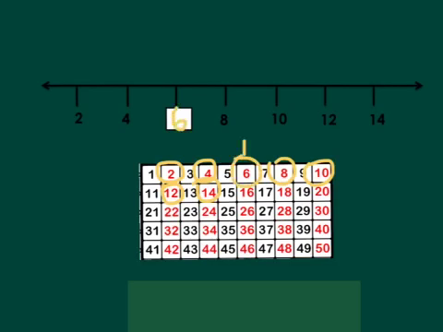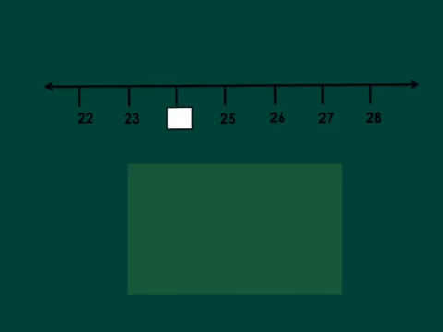Okay, let's take a look at another one and apply what we've just learnt. Okay, so this one, it's saying 22, 23, then it's got 25, 26, 27, 28. Again, if I was really stuck, I could use a number board, but how about you pause it here and you see if you can figure it out.